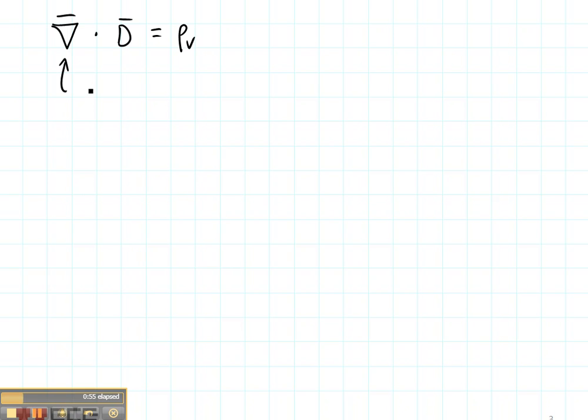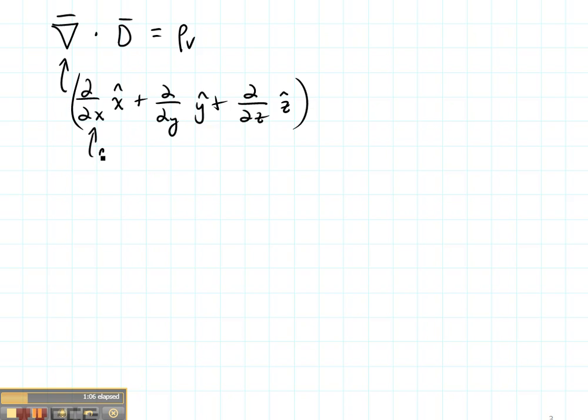This gradient right here is given as d by dx in the x direction plus d by dy in the y direction plus d by dz in the z direction. What this represents is a change in the x direction, or a change in space.